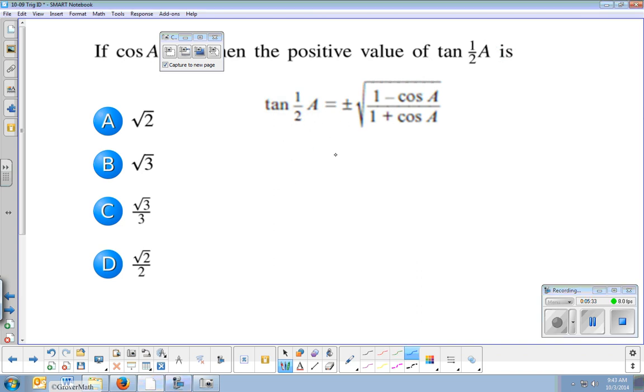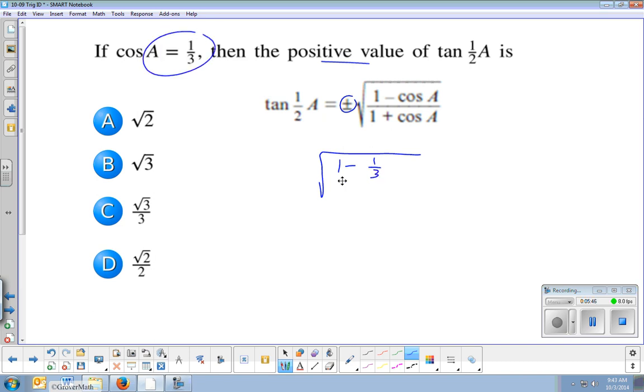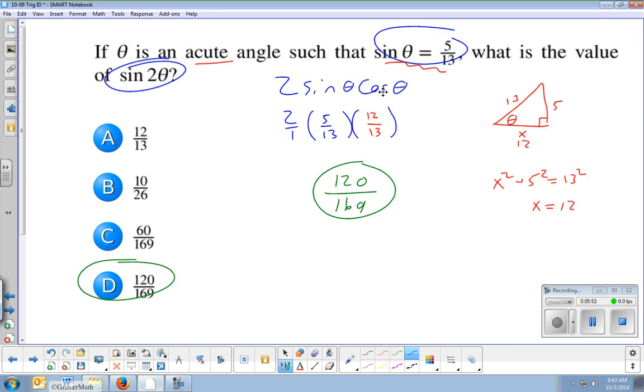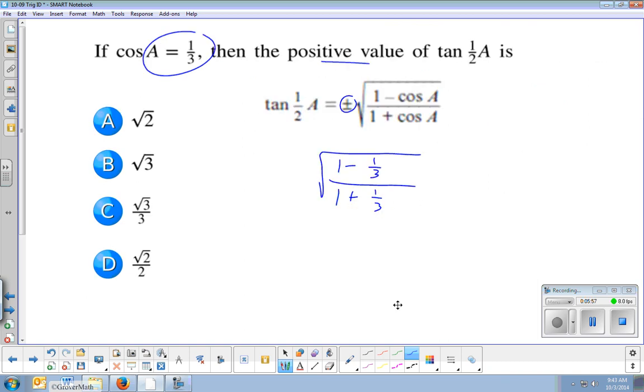We need plus or minus in front of a radical, but they want the positive value, so I'm just going to ignore that. It's going to be 1 minus cosine, which they tell me is 1/3, so 1 minus 1/3 over 1 plus cosine, which is 1 plus 1/3. In the last problem, I had to find cosine for my formula. In this problem, they gave it to me, so you don't need to do that here. They gave you everything you need. If they gave me sine here, then I would have to find cosine.